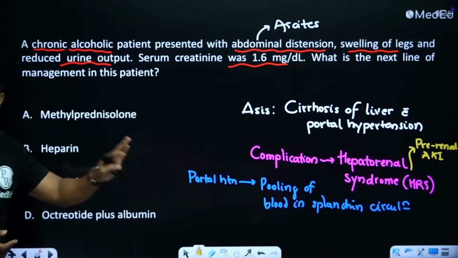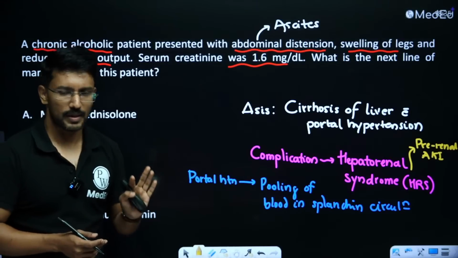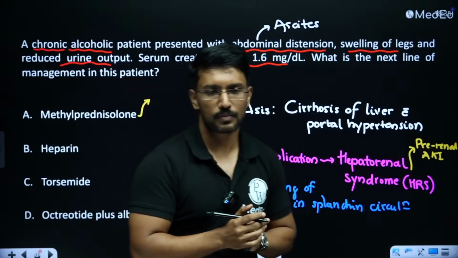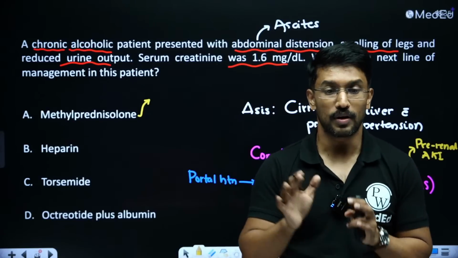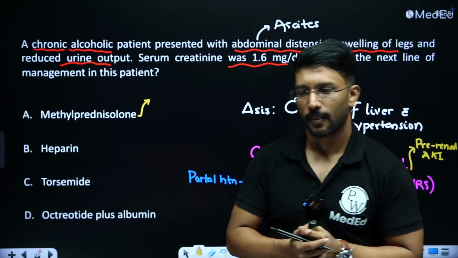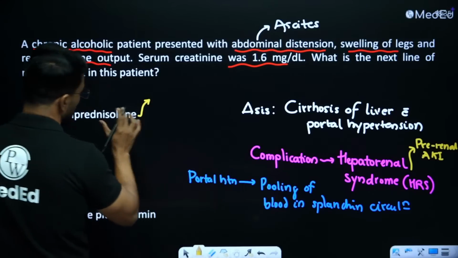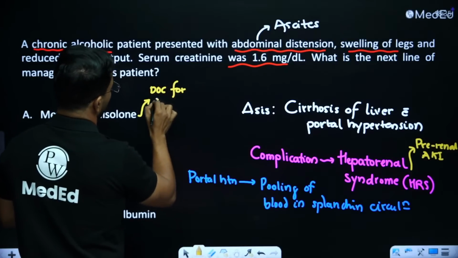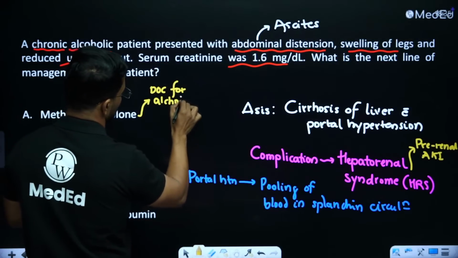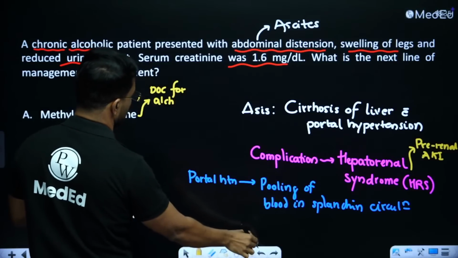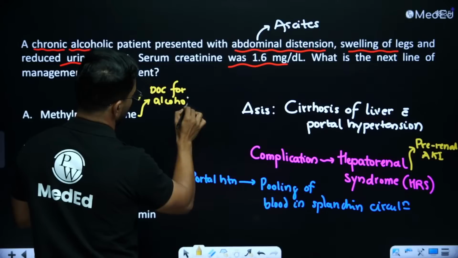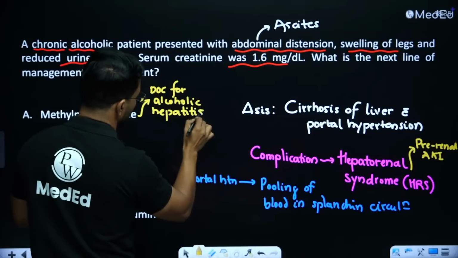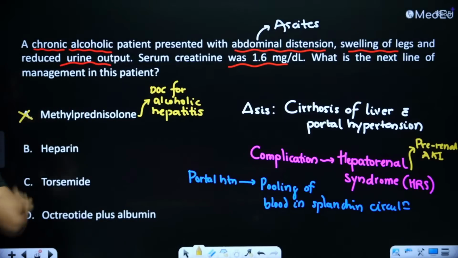Methylprednisolone? No, nothing to do with our hepatorenal syndrome, right? If I am talking about a liver disease, where do I use methylprednisolone? Good. So methylprednisolone for liver disease is considered the drug of choice for alcoholic hepatitis, right? It is a drug of choice for alcoholic hepatitis, but not useful for hepatorenal syndrome. So that's not going to be my answer, right?